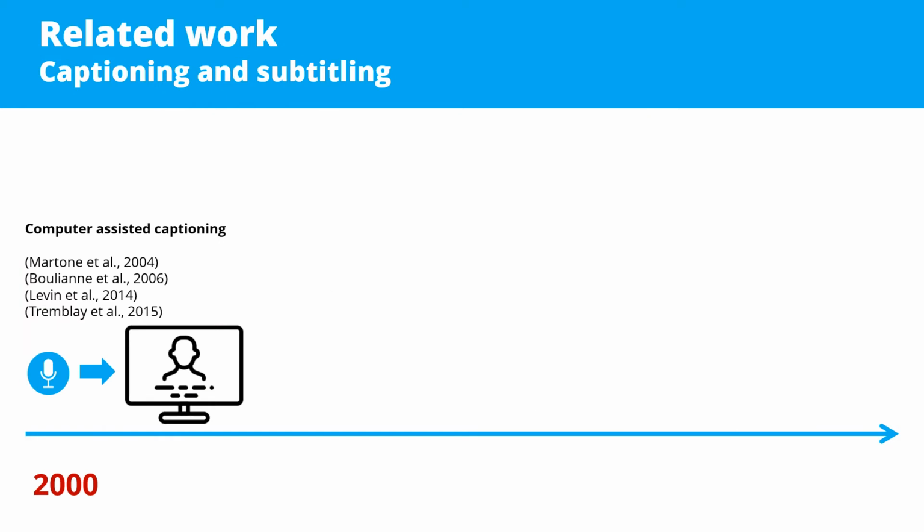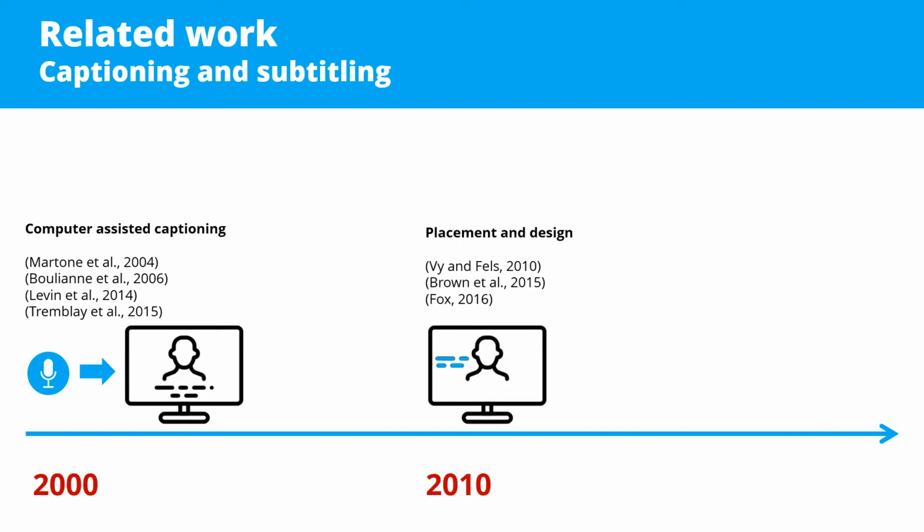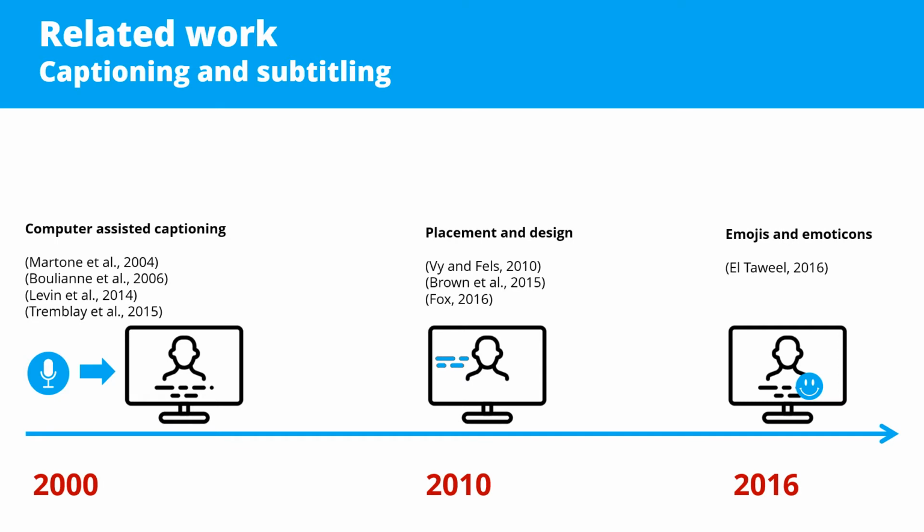Now let's look at what research and development has been done in the field of captioning and subtitling in recent years. As manual captioning from scratch can be very time-consuming, it takes on average 5 to 10 times the duration of the video. Researchers propose systems for computer-aided captioning. Further studies in captioning and subtitling include their placement and design. There are also first works that try to represent emotions in captions and subtitles.